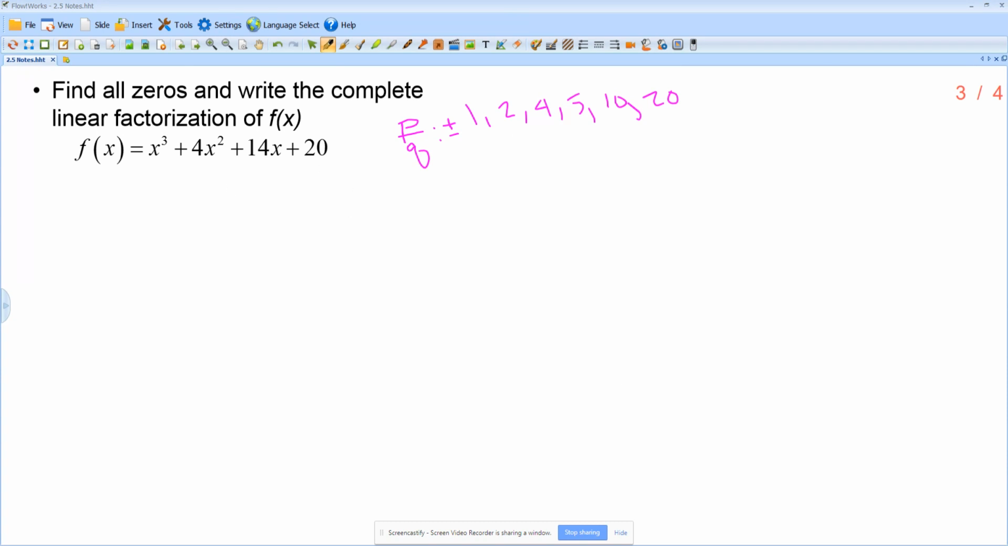Let's say, for instance, though, that this is a calculator question. What I would do is list these in pink. It's part of my required work. Then I would go to my calculator. I would graph this. And graphically, what I would see is an x-intercept at negative 2. So that would tell me to divide by negative 2.